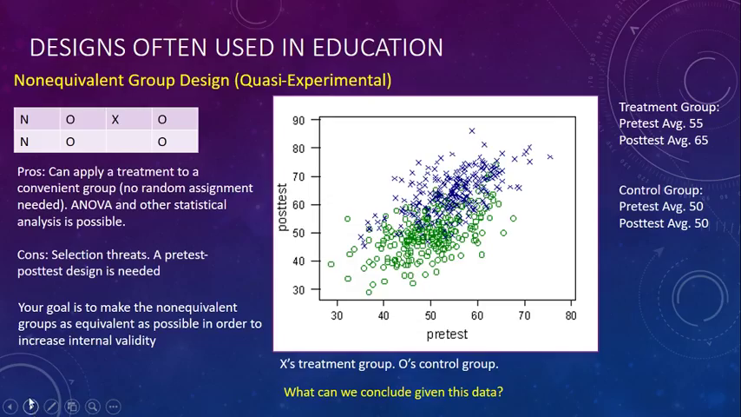I will now discuss the three most used designs in education. Every single one of these designs are classified as quasi-experimental. This is because true randomization is often difficult to achieve for several reasons.